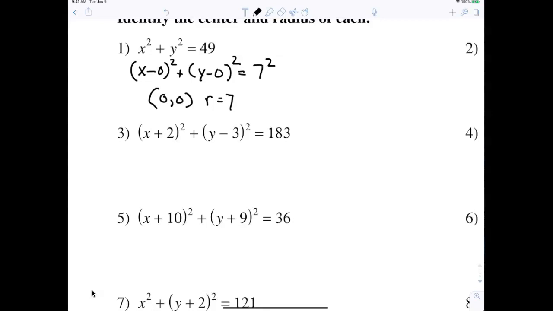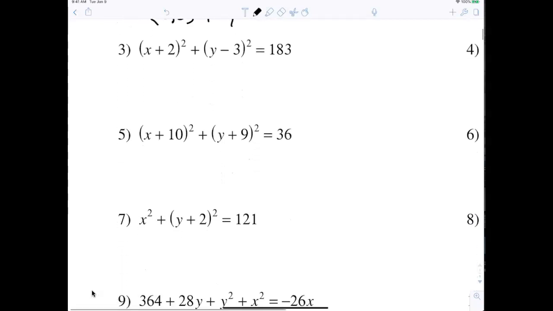Now, for number 3, you should be able to tell me that the center of the circle is negative 2, comma 3. And now you would just simply say the radius is the square root of 183.